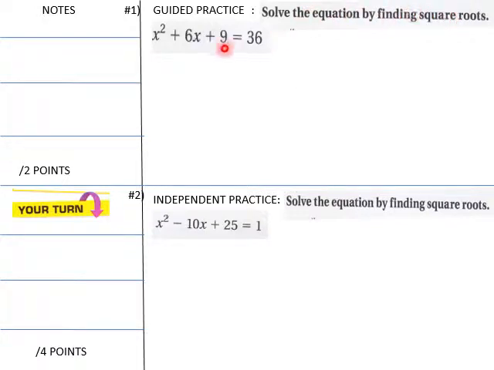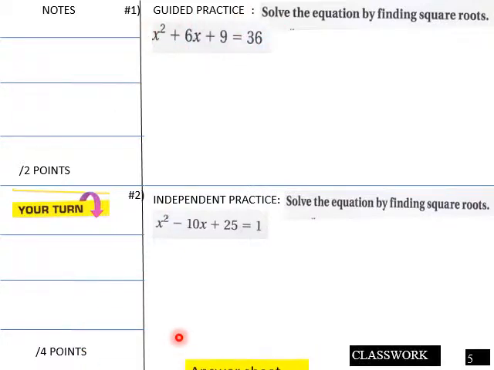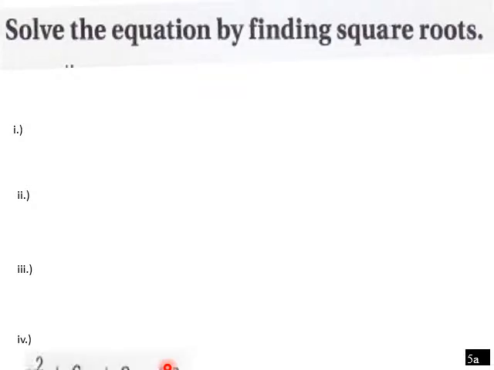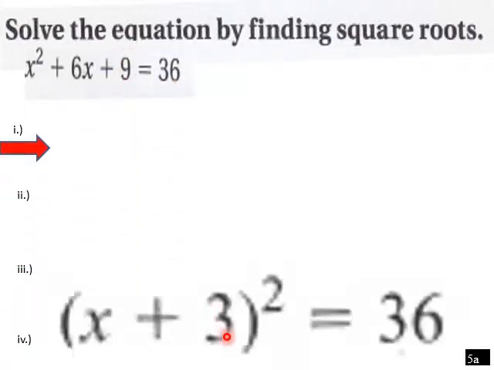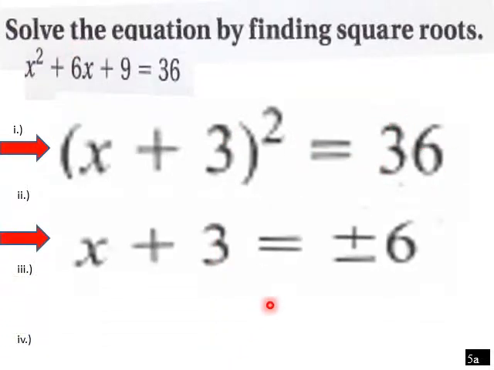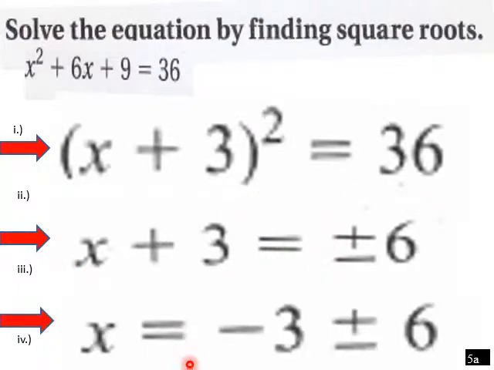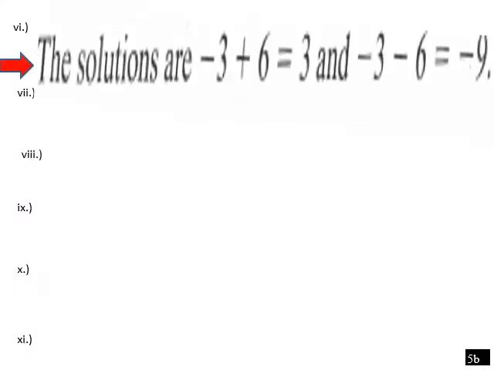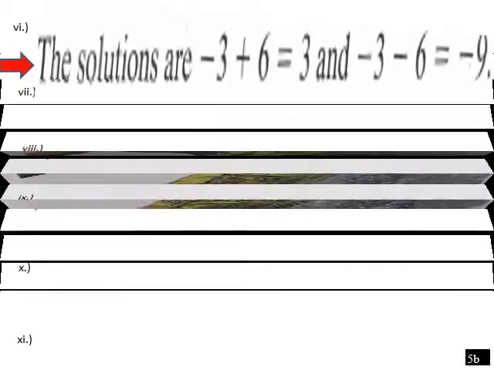Solve the equation by finding square roots. For this one, students, this is on you. Watch as we solve this one, so you can use it for your independent practice. We have this trinomial, which is a perfect square, and then this over here is hanging out. So we take radicals on both sides. Then we have x equals negative 3 plus or minus 6, and that turns out to be 3 and negative 9 as our solutions.